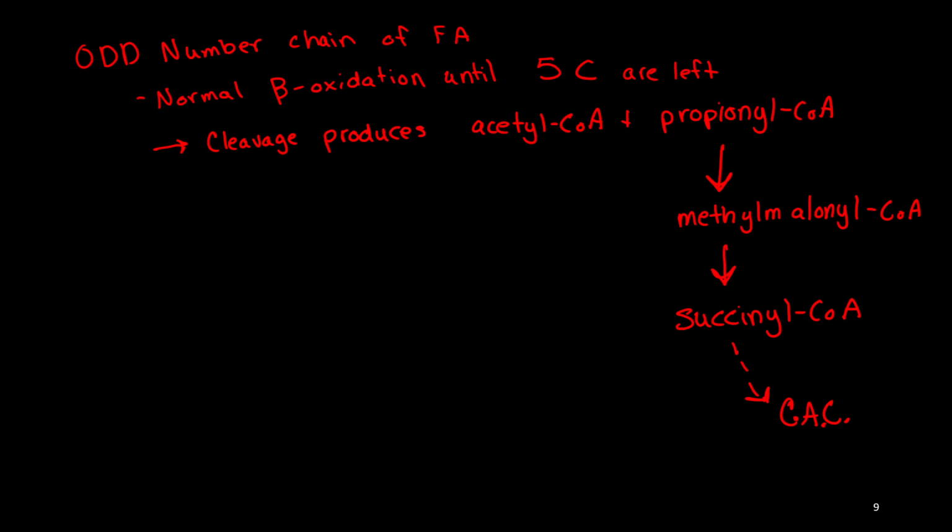Again, it's just normal beta oxidation plus 3 additional enzymes to get to here. So what I want you to recognize is that it goes through normal beta oxidation until you have 5 carbons left. Cleavage of that produces propionyl-CoA plus another acetyl-CoA, and then that propionyl-CoA is converted into succinyl-CoA and used by the citric acid cycle. So don't get lost in the details. Those are the basic ideas that I want you to recognize with it.